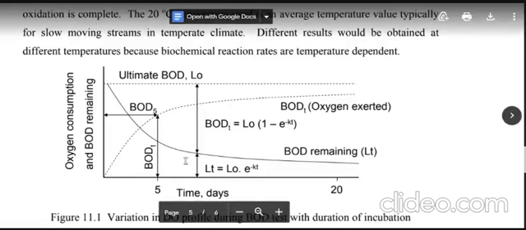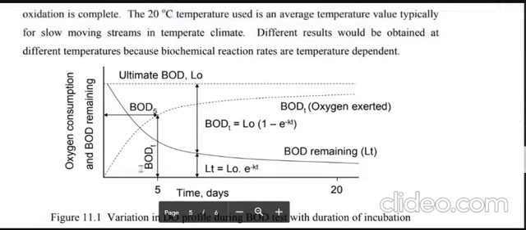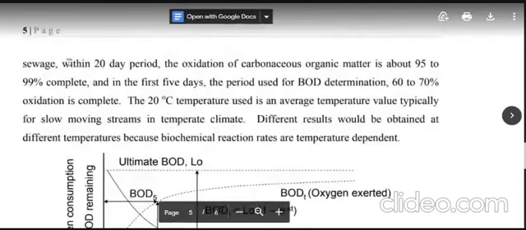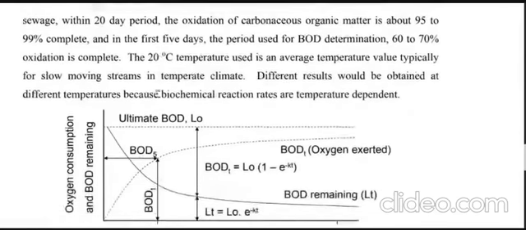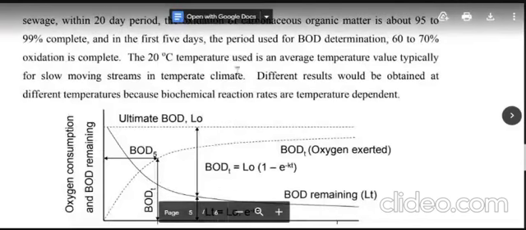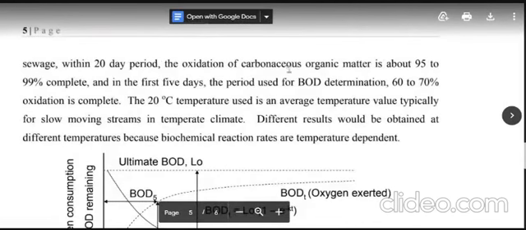And if you see, this is the test for the 5 days, and they found that if they maintain the temperature at 20 degrees Celsius, the sewage within a 20-day period... So this curve is the 20-day curve, and here it says that the oxidation of the carbonaceous organic matter is about 95 to 99% completed.